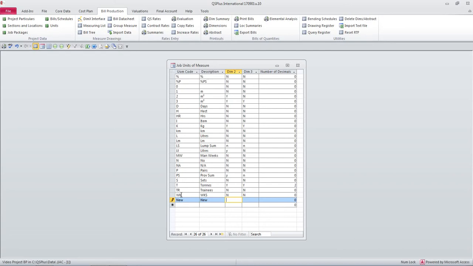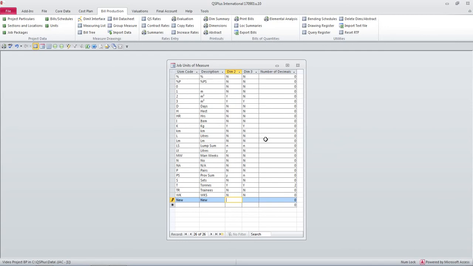So you'll notice, for example, on this one, which is meters, where my cursor is, I don't have a second dimension and I don't have a third one. When I go to the one below it, which is square meters, I require a second dimension and I do not require a height dimension. When it comes to cubic meters, I need the length, obviously, that's dimension 1, in addition to which I need a breadth or width, and then I also need a height.